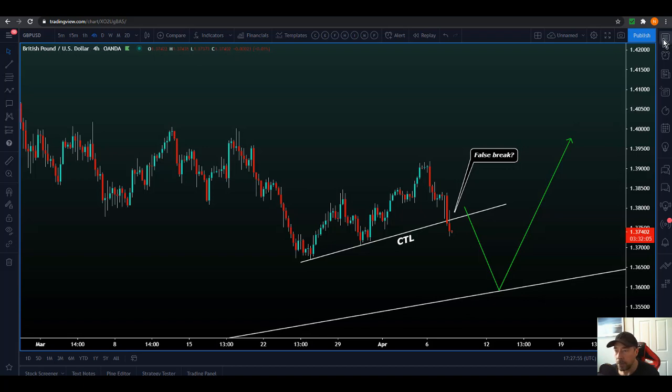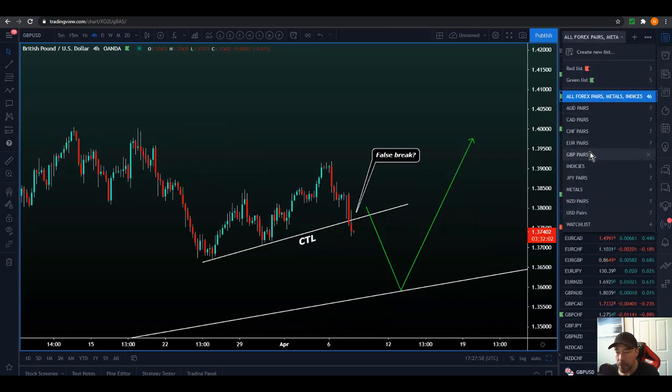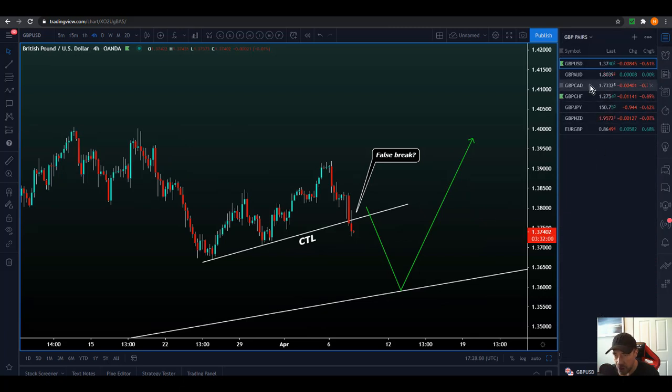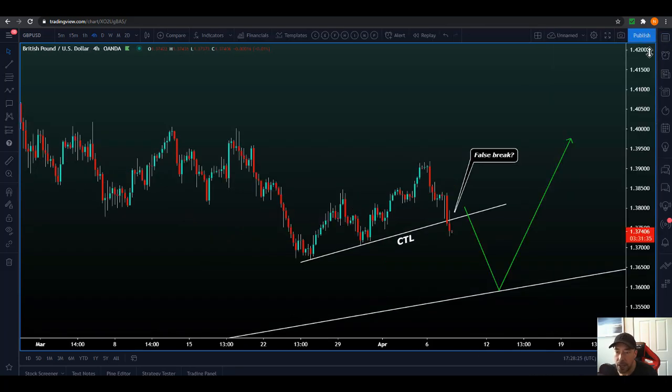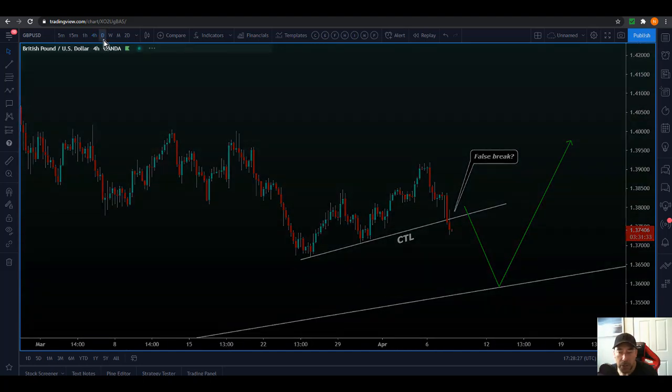If I have a little look at the pound pairs, you can see GBP AUD is just about breaking even there. But otherwise, against the USD, it's down 0.61%. CAD, it's down 0.23. Swiss franc, down 0.89. And it's basically down against everything else, but it's just about breaking even against the Aussie. So GBP is not having a great day today at all. Just want to show you the bigger picture.